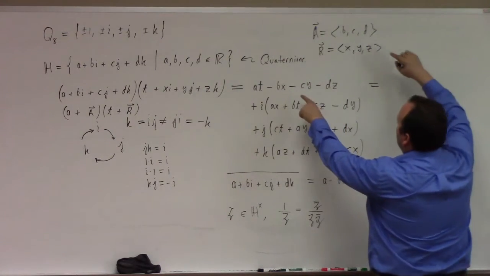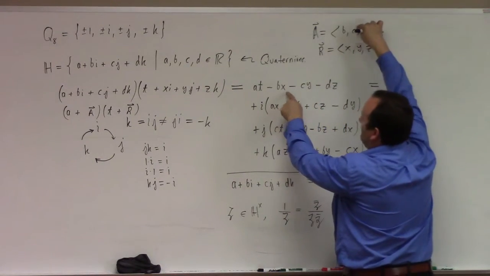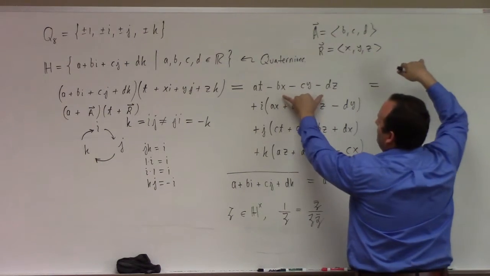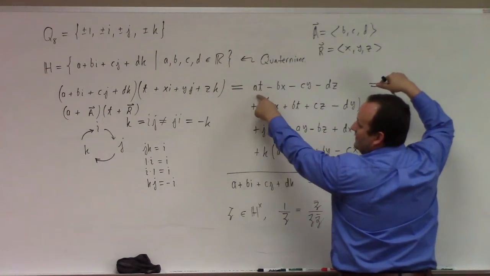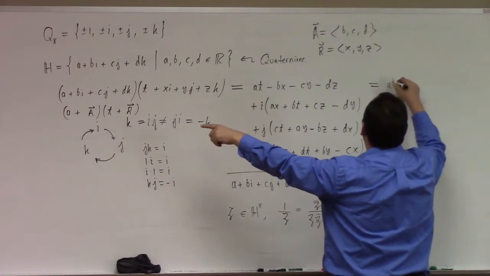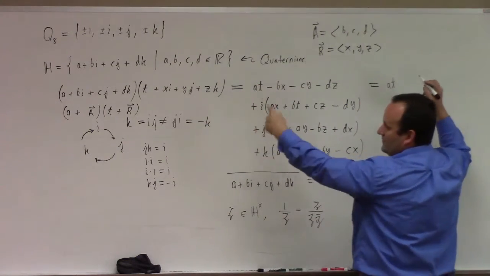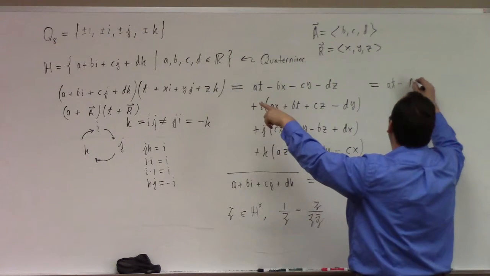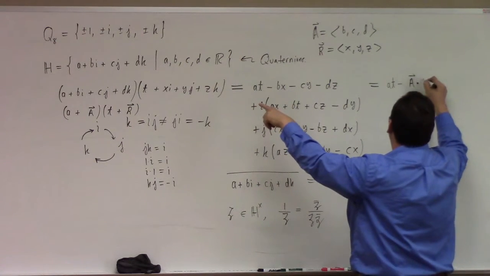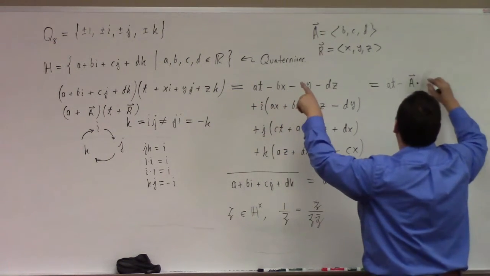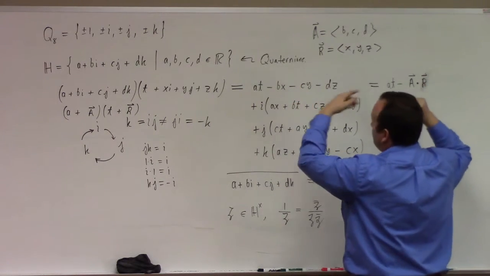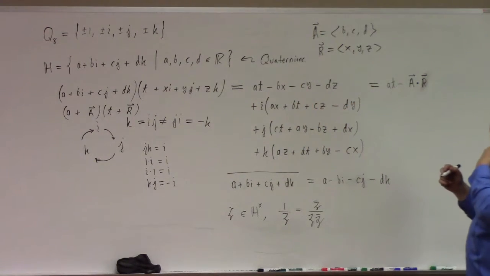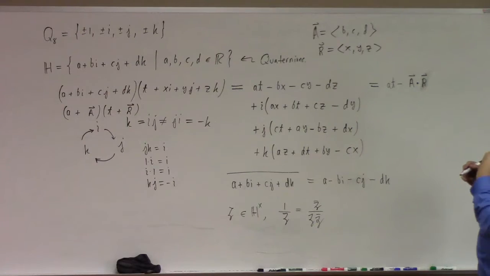So look, this is like, see that? bx, cy, dz. The a and t, those are just multiplied. So you've got at, right? That's just these two guys. And then minus a dot r. See that?